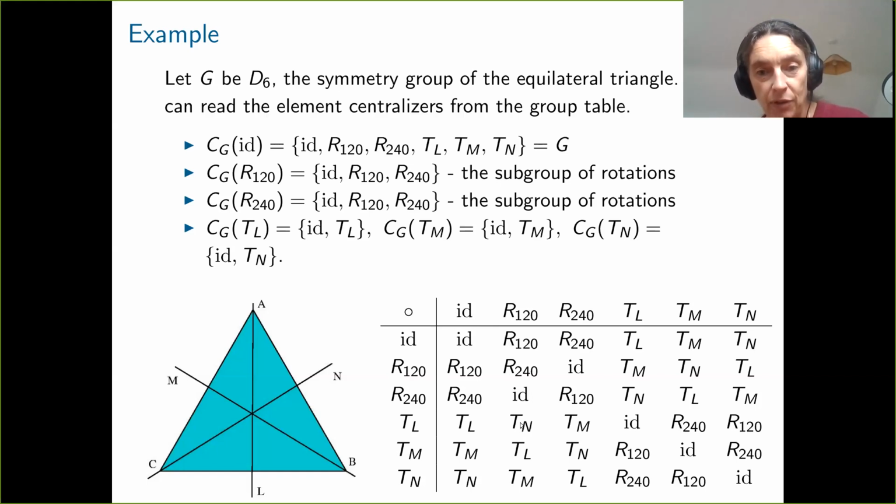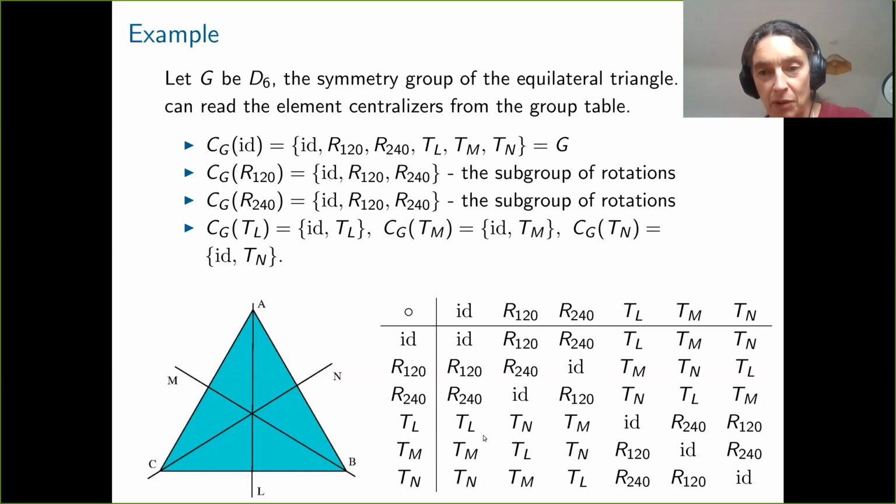Second position, we have TN in the row, TM in the column. They're not the same. That tells us TL doesn't commute with rotation through 120. Third position, we have TM here, TN here. They're not the same. So TL doesn't commute with rotation through 240. Fourth position is common to both the row and column, so certainly the same entry is going to appear in both of those. That's TL composed with itself. It's the identity, and certainly TL commutes with itself. We already knew that too.